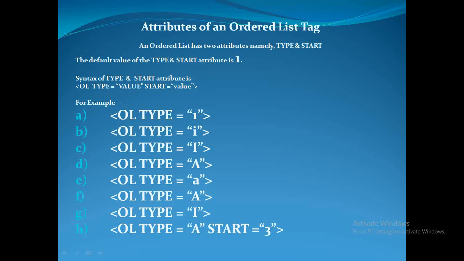Now in the last one, OL type equals A, start equals 3. What does it mean? It will start with capital letters, A, B, C, D, E, and the starting value is 3. That means it will give the output from C. C onward, all the values one after another.